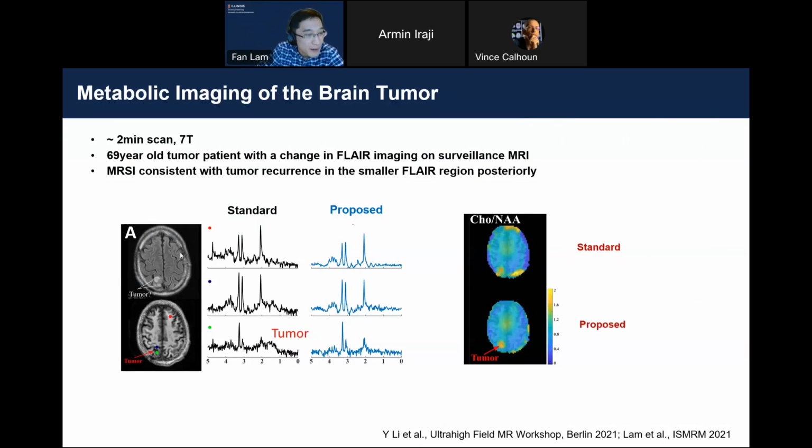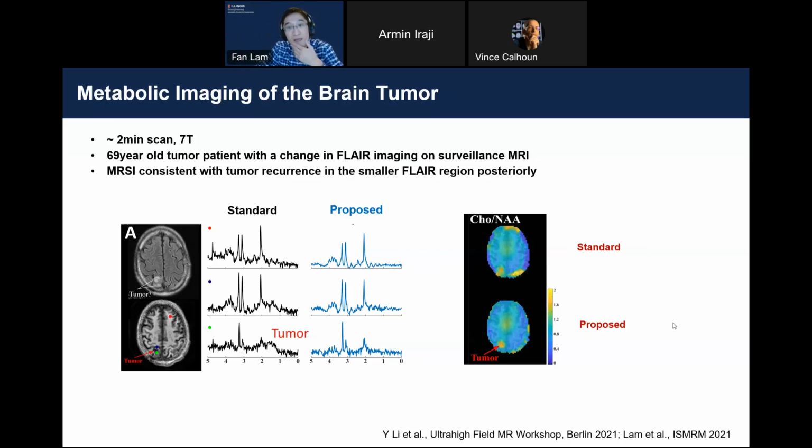So in about a 2-minute scan, the data is not super high resolution, but as you can see, comparing the data produced by our subspace-based processing and the standard Fourier reconstruction, we can achieve better SNR and better reveal different molecular features. And if you look at the choline to NAA ratio, it better highlights the tumor region. And this was confirmed to be a tumor recurrence case with our collaborator.